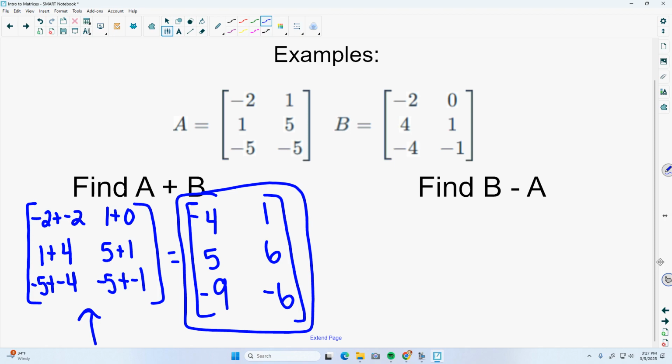Alrighty, order matters when we're subtracting here. So taking matrix B and subtracting matrix A. Okay, so I need to take those B values first. From them, I'm subtracting the corresponding A value. Starting with the B value, subtracting the corresponding A value.